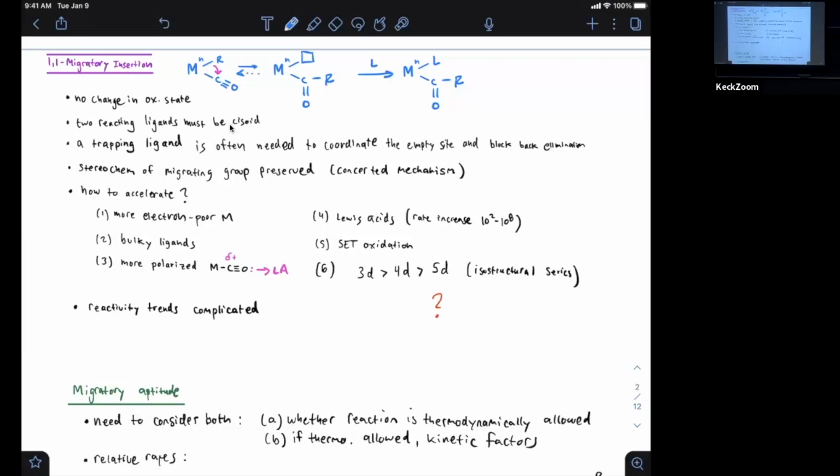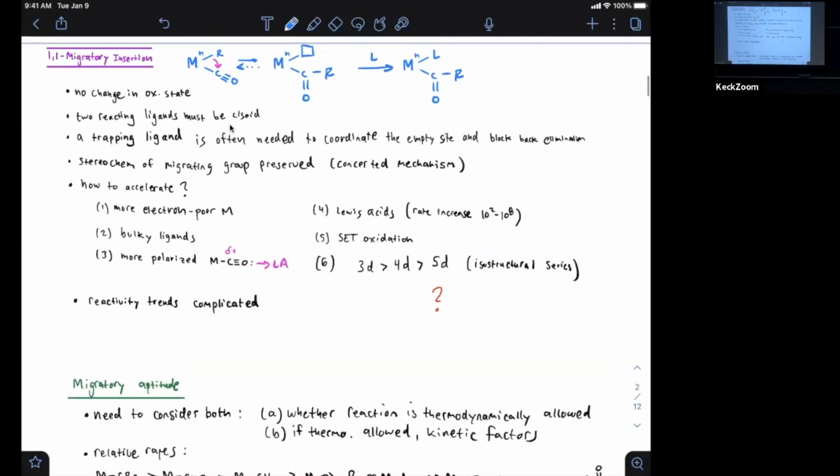So some of the features that I think are hopefully obvious from this general analysis: there's no change in oxidation state. Like some of the other processes we've seen, the two reacting ligands need to be cisoid to one another. We talked about the requirement for a trapping ligand to avoid the reverse process. In most cases, this is proceeding via a concerted mechanism. And thus, when the R group has stereochemical information, that stereochemical information is retained.